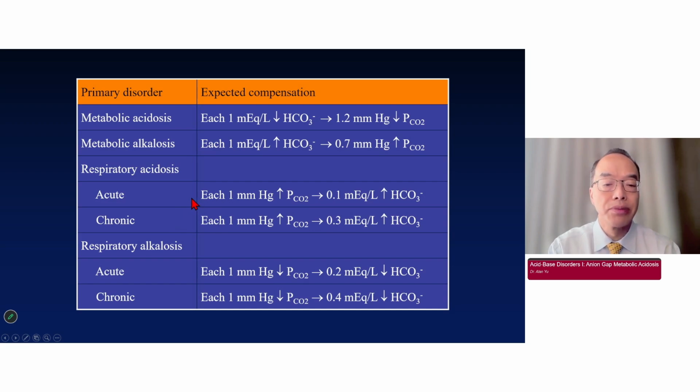And the reason is because the metabolic response, which is usually a change in the renal excretion of bicarbonate, takes several days to fully occur. And so in the initial steps after a respiratory disorder, the bicarbonate barely changes, and after several days, there's a much larger change, and that's why those are there.